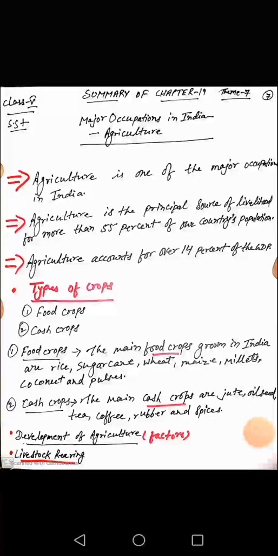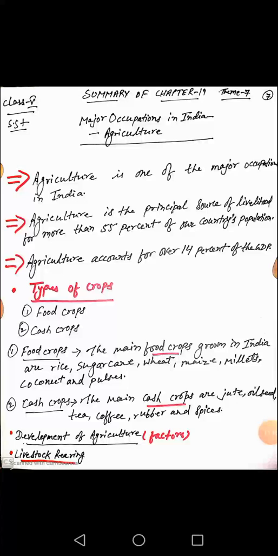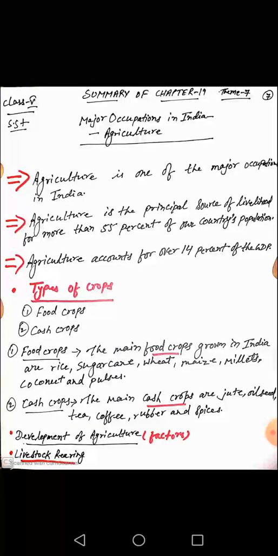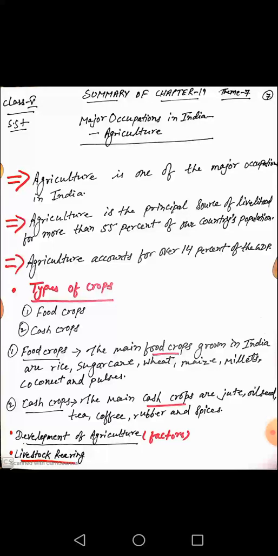Now the last chapter, 19, major occupations in India, and the topic is agriculture. As we know, agriculture is one of the major occupations in India. It is the principal source of livelihood for more than 55% of the population of our country. Agriculture accounts for over 14% of the GDP. GDP full form, gross domestic product.